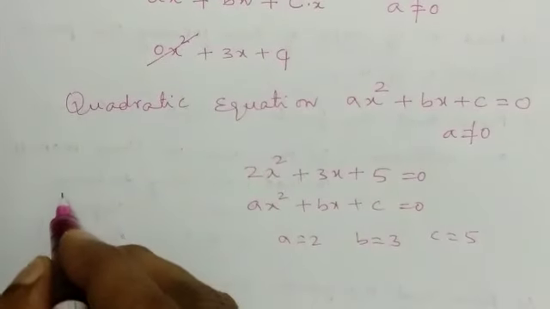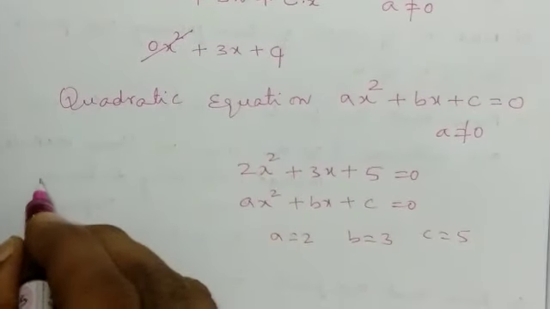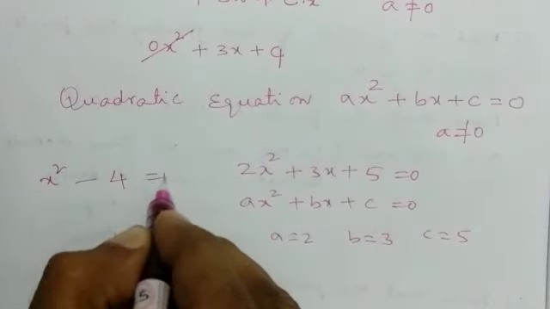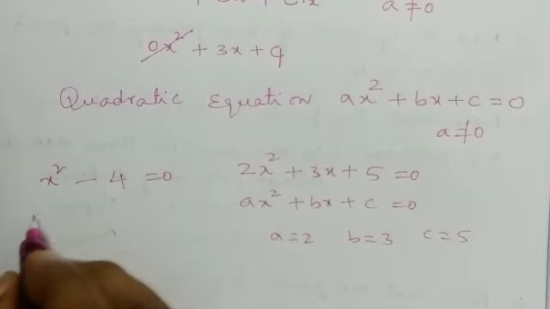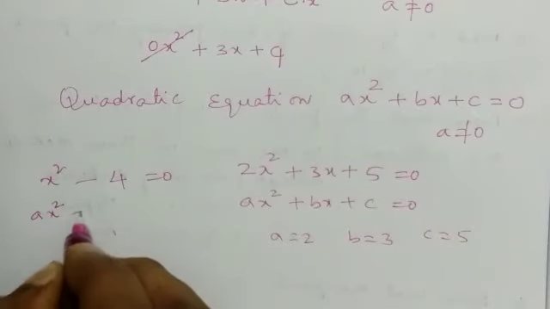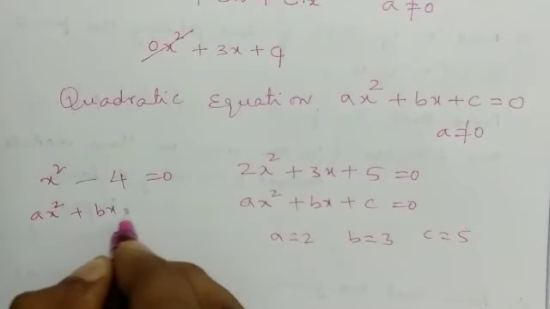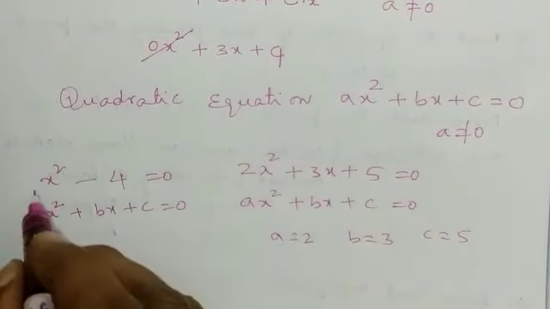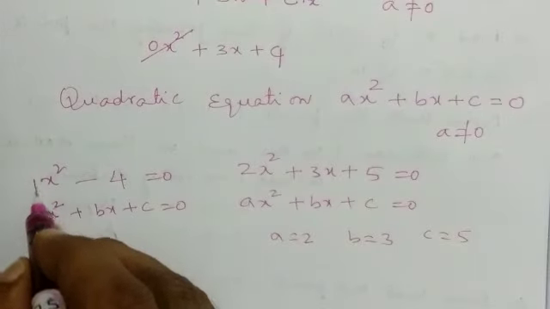Now one more example. x square minus 4 equal to 0. Compare with the standard form of quadratic, ax square plus bx plus c equal to 0. If there is no coefficient, we can take it as 1.